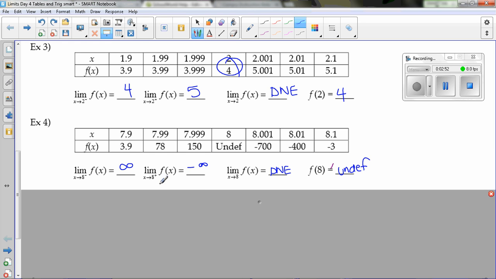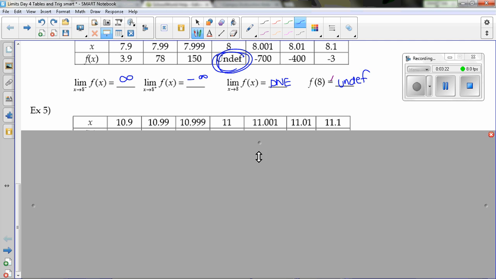Next one's a little bit more interesting, and to be honest, the limit as x approaches 8 from the left and 8 from the right is kind of a guess, but it's an educated guess. So if we come at 8 from the left, we're going from like 4-ish to 78 to 150. I would lean towards saying that coming from the left, we're headed toward positive infinity. That's getting pretty big pretty fast. And then as I come at 8 from the right, I'm going -3, -400, -700. That's headed toward negative infinity. Therefore, my limit does not exist, and the function value is undefined because it says so.